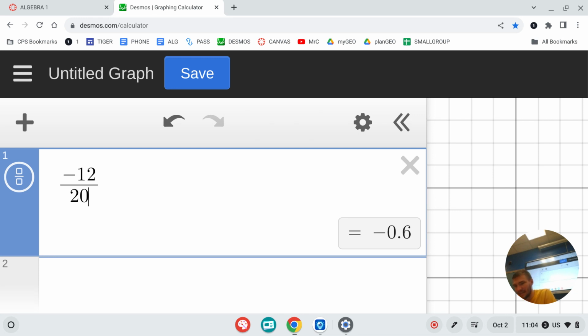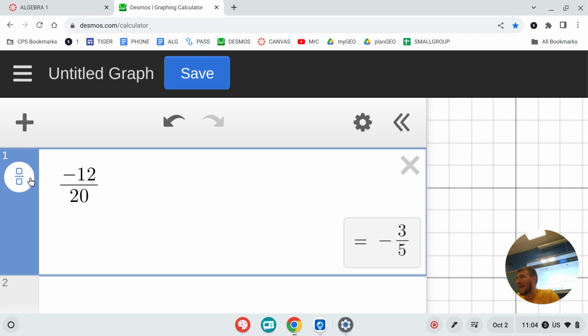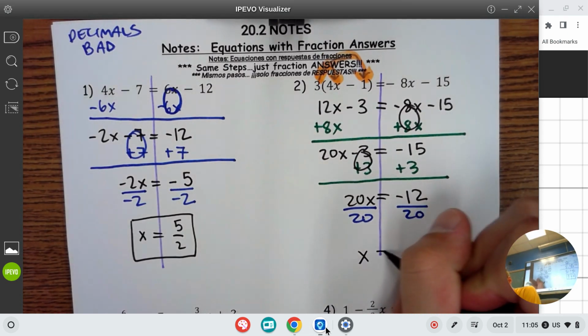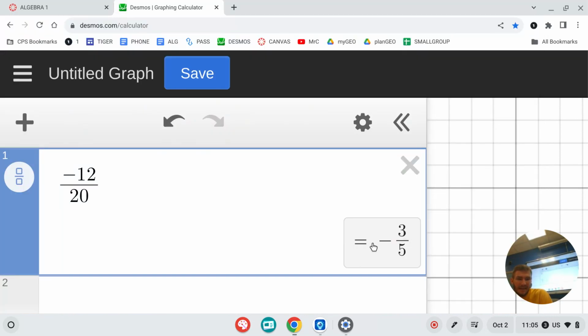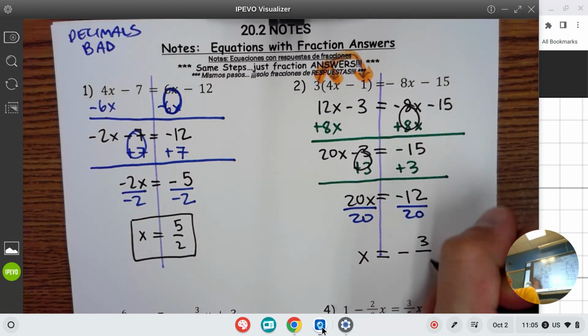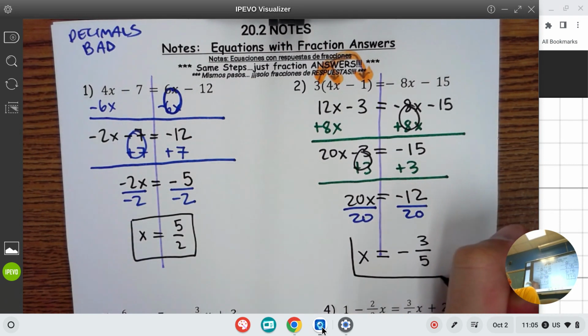How do we turn this decimal into a fraction? Click the button on the side. And that is always your answer. Once you get this gray box of a fraction, that is your answer. Desmos will simplify all fractions for you. And so, final answer, x equals, what does it say? Negative 3 on top of 5.